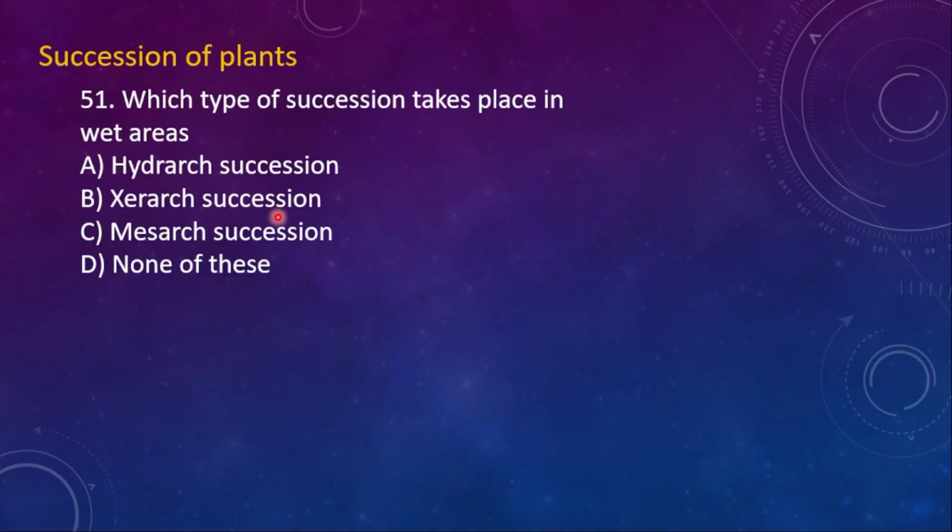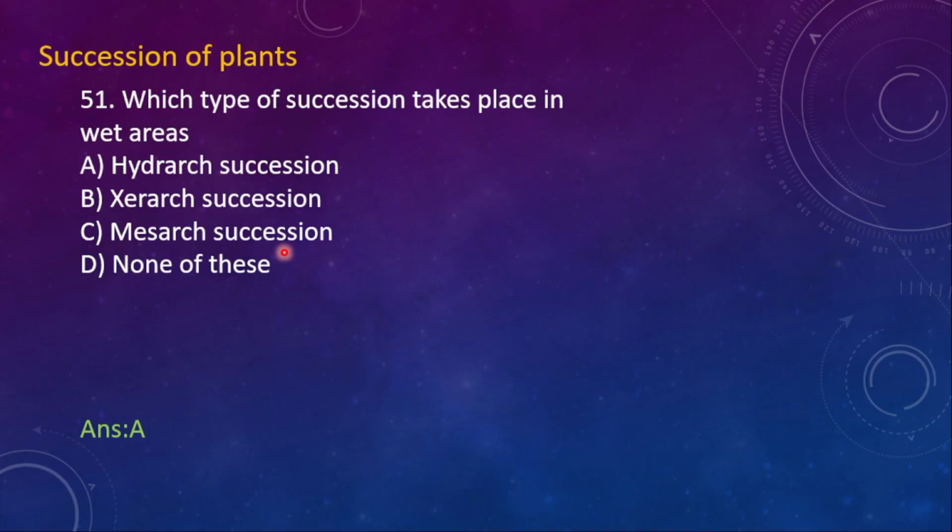Now questions from succession of the plants. 51. Which type of succession takes place in wet areas? A. Hydrarch succession. B. Xeric succession. And then none of these. Here the right option is A.